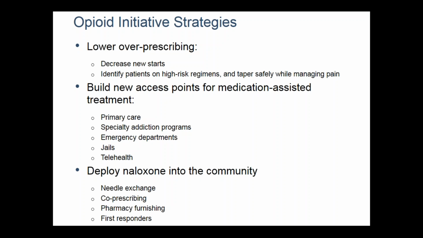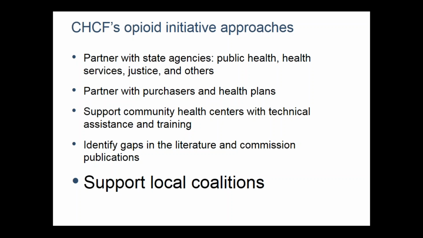And finally, until we're able to decrease the supply of opioids in our communities and decrease the demand through better addiction treatment, we have to stop the overdose deaths. That's through making sure naloxone is available in community settings, so that clinicians, when they prescribe opioids, also prescribe naloxone, that it's available in needle exchanges, that pharmacies are able to furnish it without a prescription, and where it makes sense, having first responders have naloxone in place.